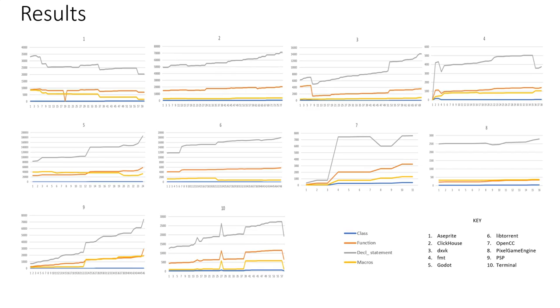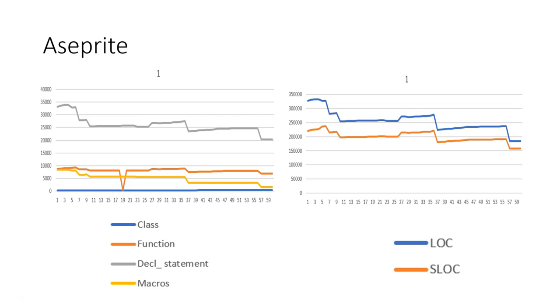Terminal shows an odd spike, which is then evened out. The functions, classes, and declarative statements were constantly changing as the software evolved. Now let's talk in detail about some projects.